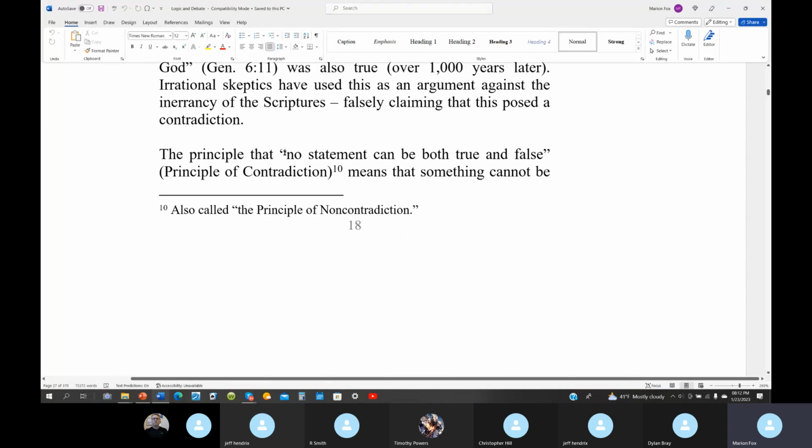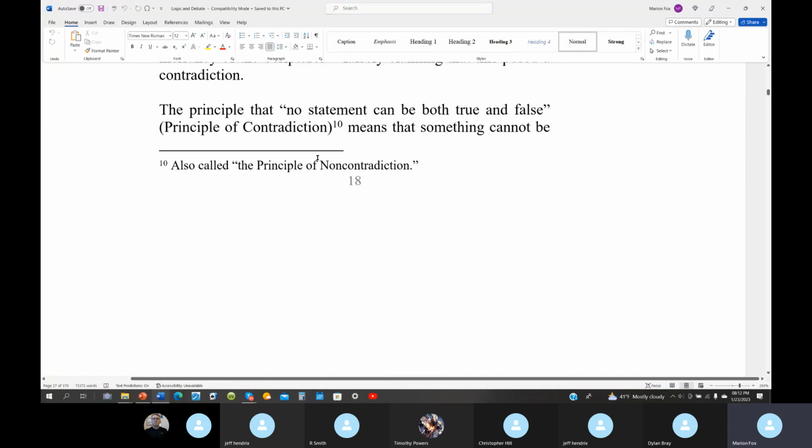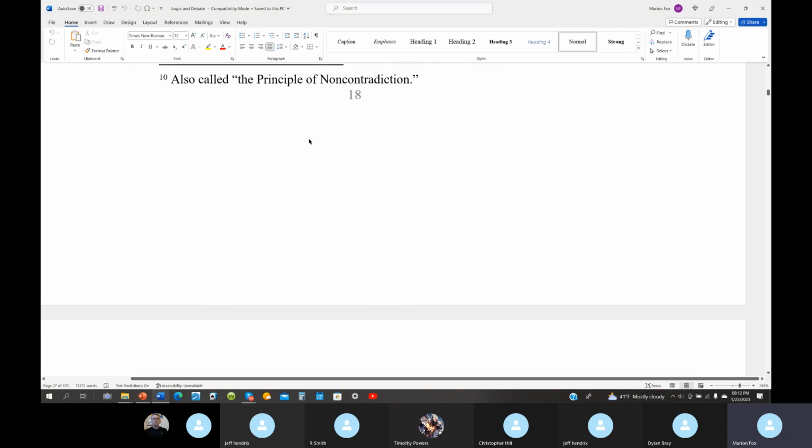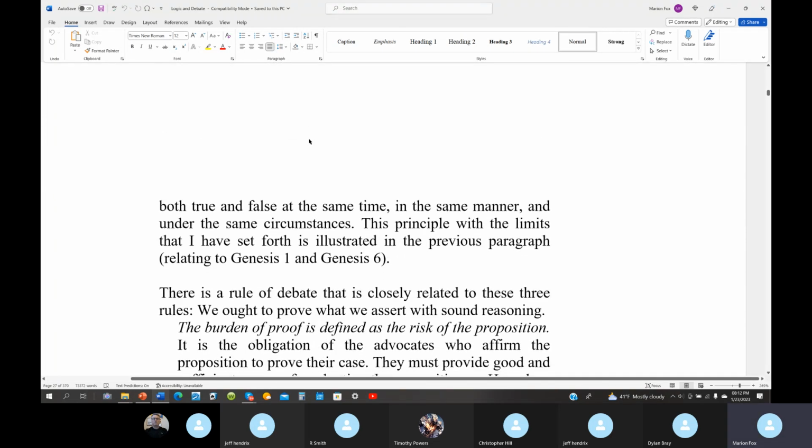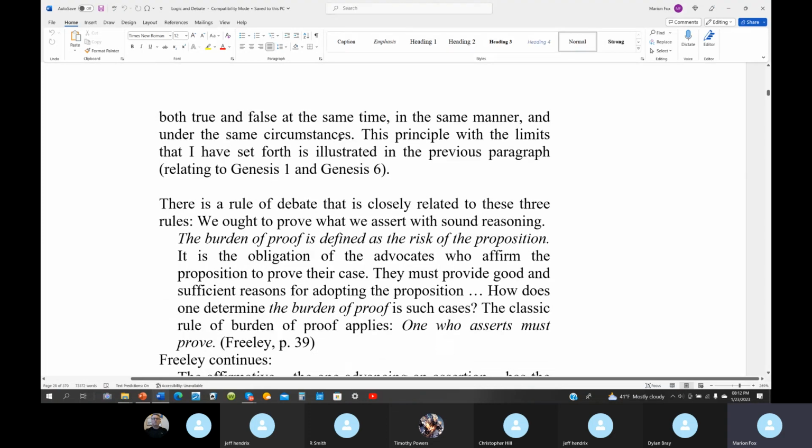The principle of contradiction says no statement can be both true and false. It means that something cannot be both true and false at the same time, in the same manner, and under the same circumstances. The principle with the limits I've set forth is illustrated in the discussion on Genesis 1 and Genesis 6 that we just noted.